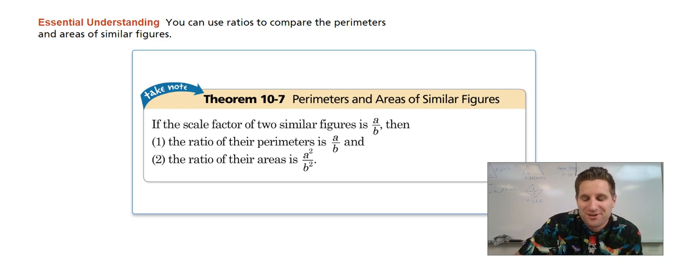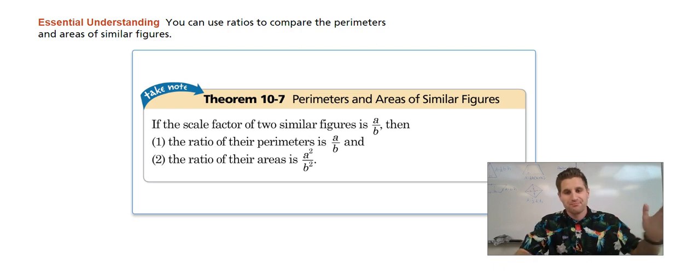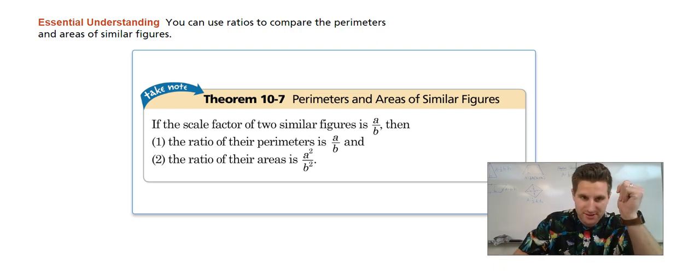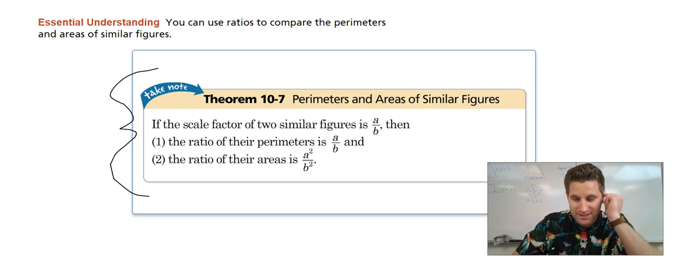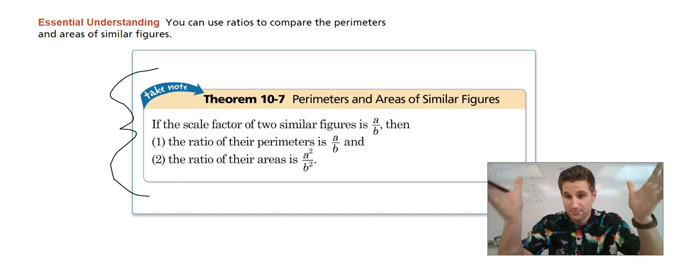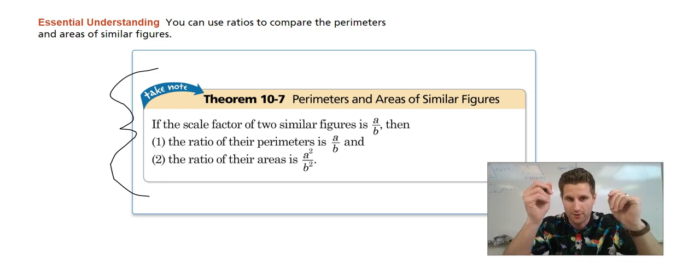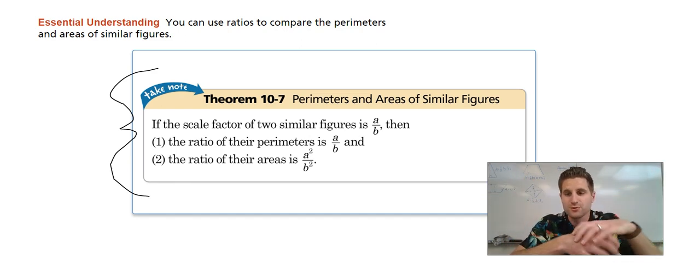Okay. Hey guys, welcome. Let's get started. Here we go. So let's take note of this. Write this box down, please. It says the perimeters and areas of similar figures. So we've talked about similar figures before. The scale factor of two similar figures would be A to B.